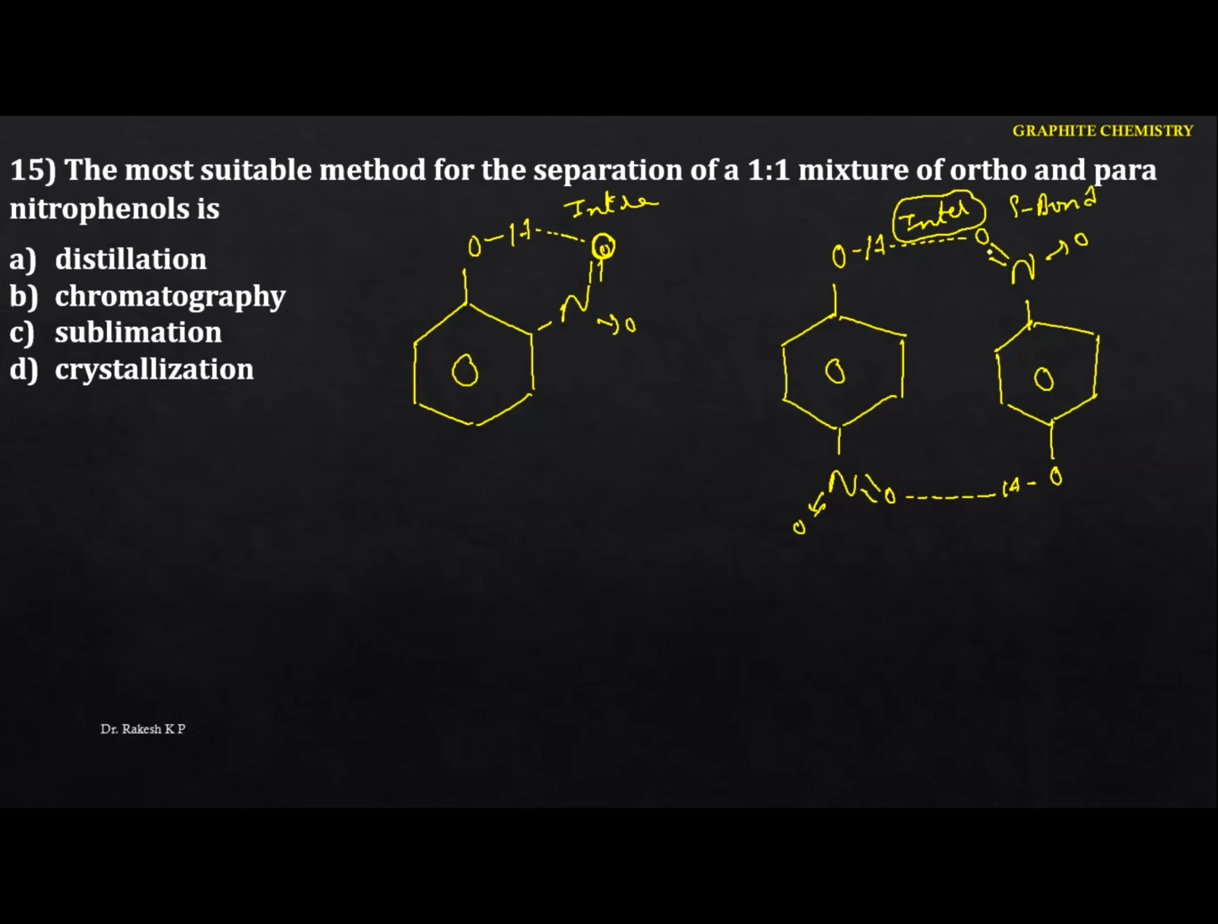If the bond is very strong, it requires a higher boiling point, that means a very high temperature. Hence there is a difference in the boiling points. If there is a difference in boiling point, we can easily separate them by simple distillation. By using the distillation process, we can separate the ortho nitrophenol and para nitrophenol present in the mixture. In this case the option is A.